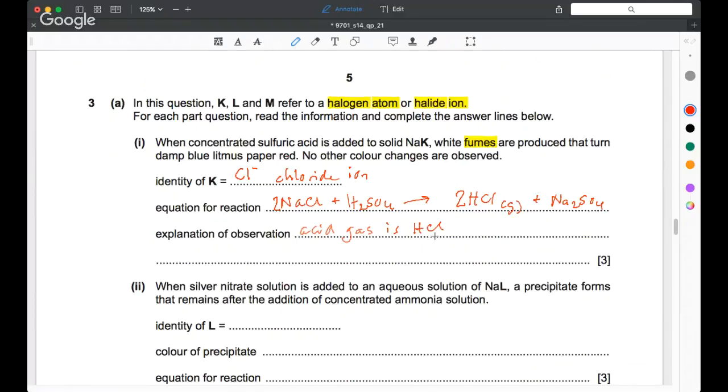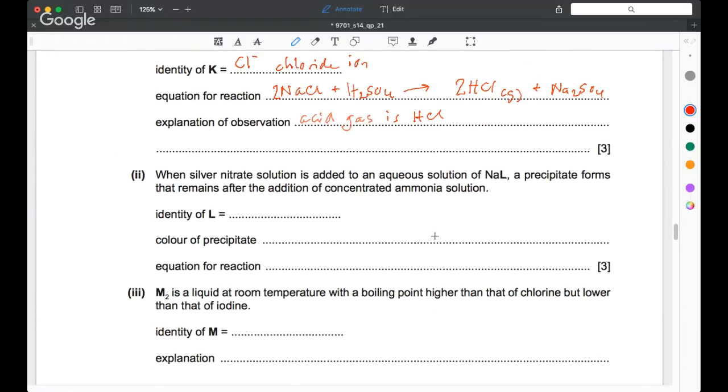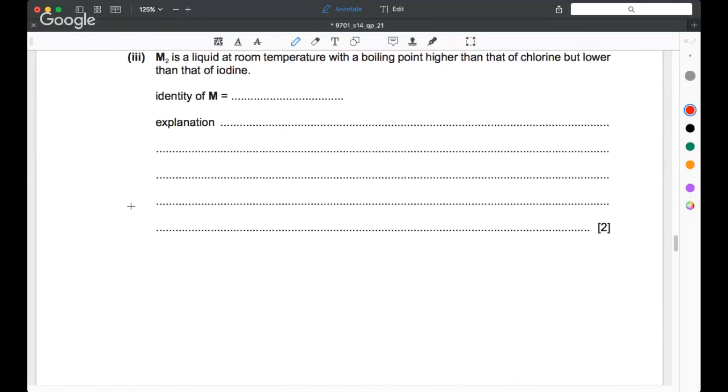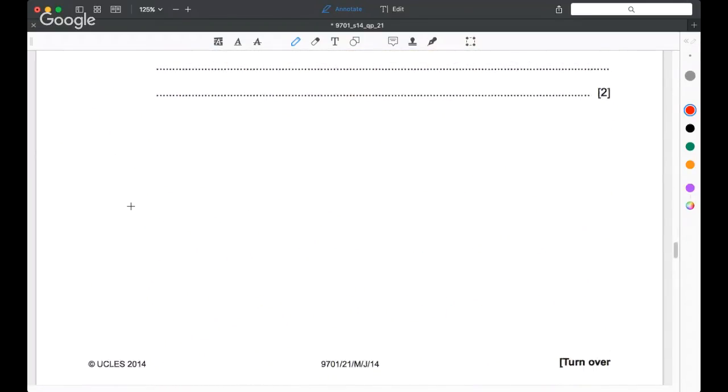Good, all right. So those are your 3 marks there. Now, next one, we've got this halide. When we add it to silver nitrate, we're getting a precipitate, and that precipitate remains even after we've added concentrated ammonia solution. So, I mean, you can probably guess what's going on here. They're testing, aren't they, your knowledge of bench tests for halide ions.